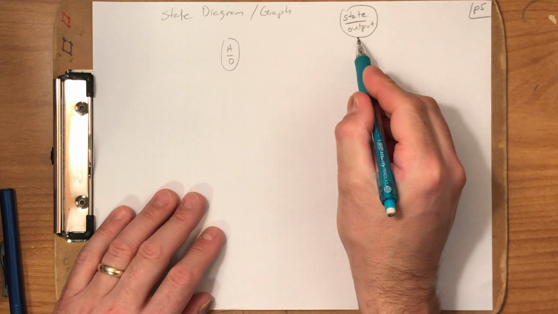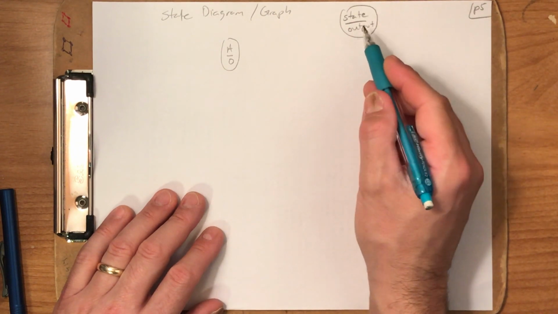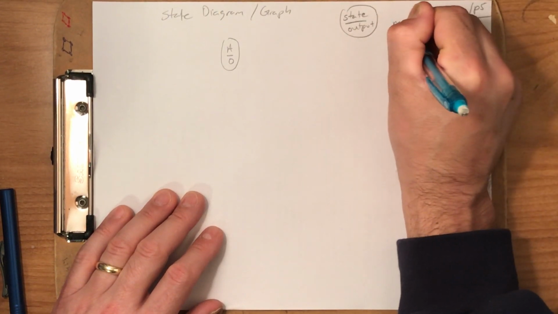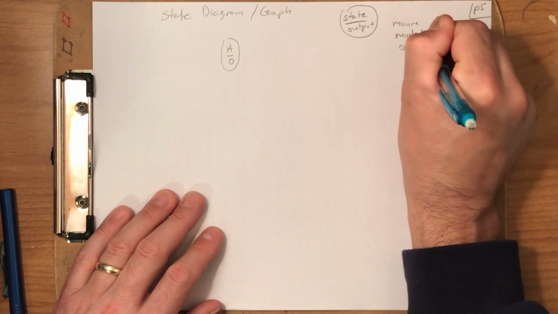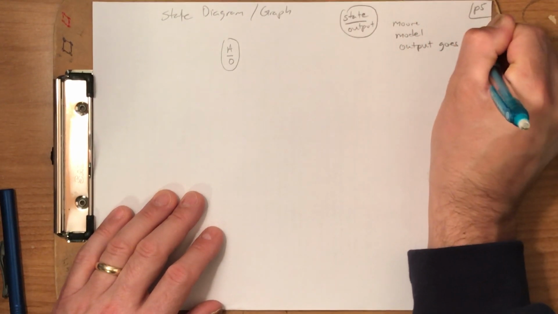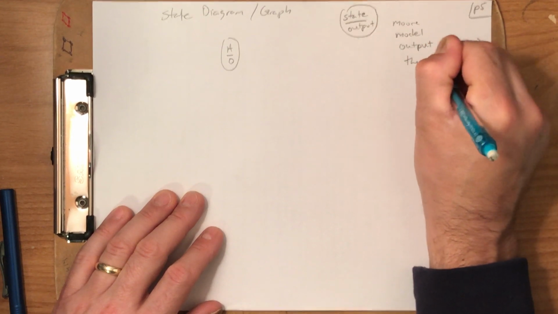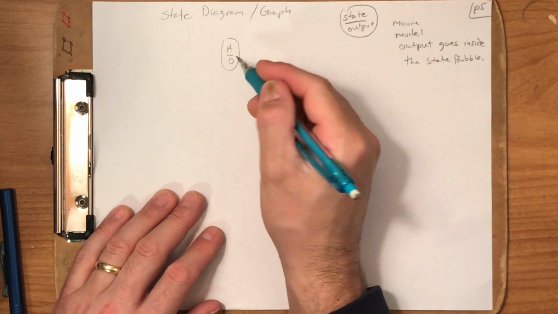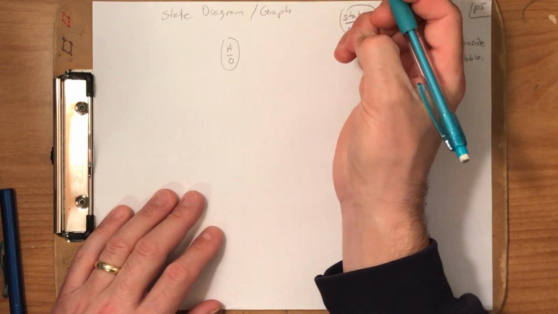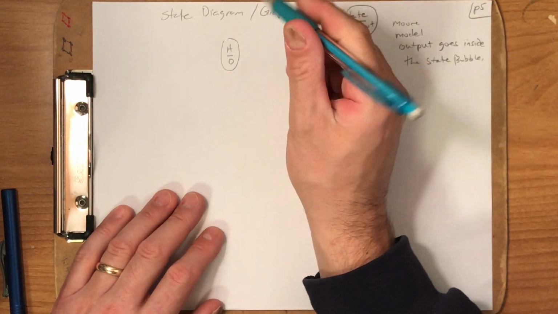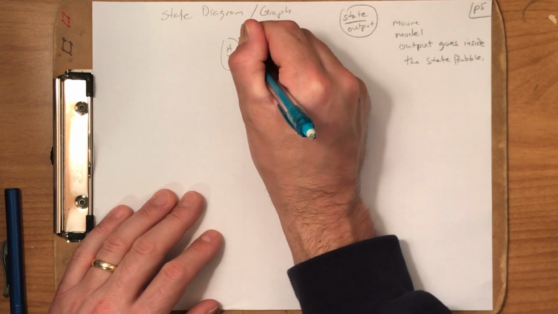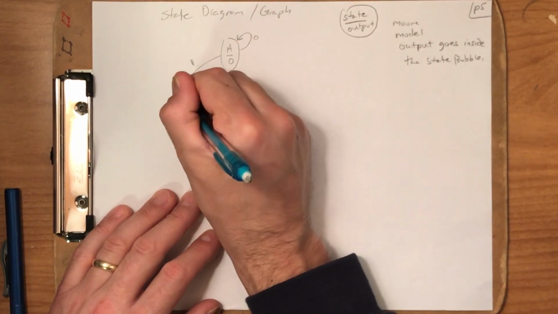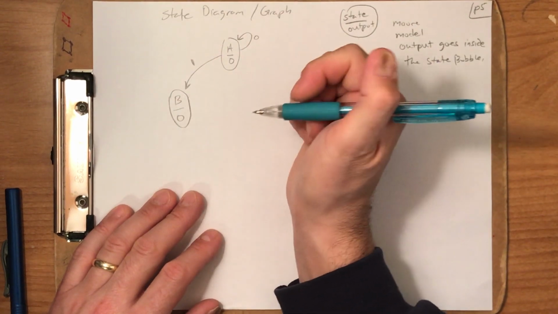So this is what each bubble represents. We have the state and the output. For the Moore model, output goes inside the state bubble. Because in state A, we have a 0. Now go back to your state table that we just built. If we have a 0, we stay in state A. If we get a 1, we go to state B. And the output in state B is 0.